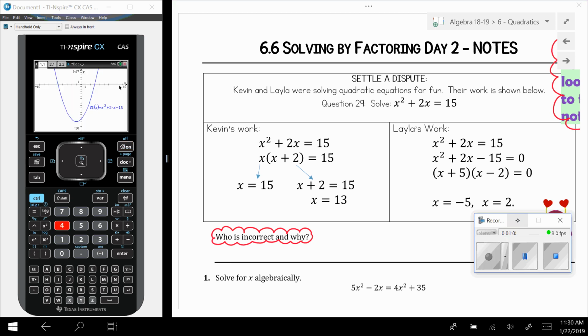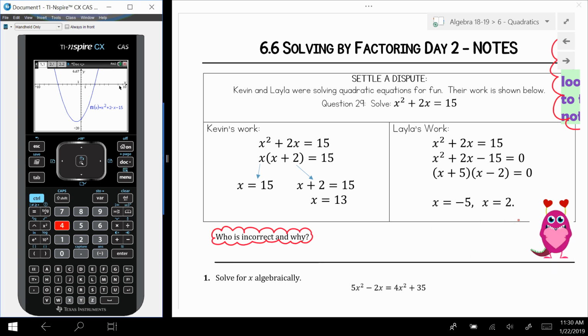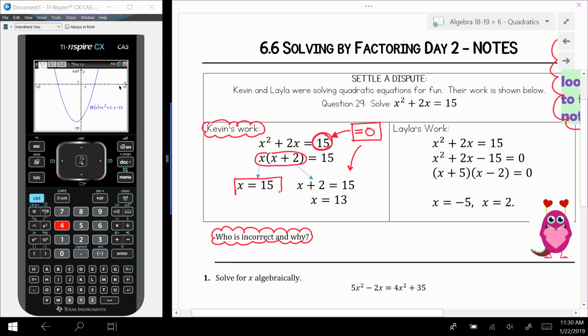All right, guys, so hopefully you put some thought into who you think is incorrect. Let's just run through this. Unfortunately, Kevin is the one who did his work incorrectly, and we talked about this last class. When we are looking at solving quadratic equations, the number that you want on one of the sides is always equal to 0. And unfortunately, Kevin did not follow those steps. He factored the left-hand side and then set each piece equal to 0.